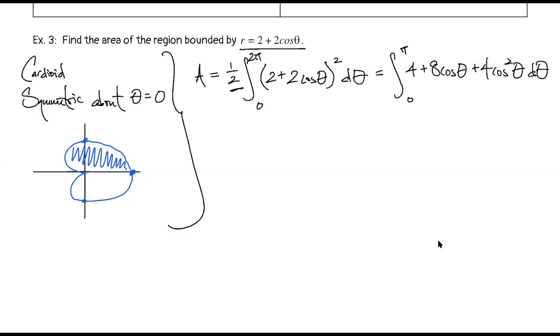Now remember, this symmetry tells you how you can change your bounds. So if I had 2 plus 2 sine theta, I cannot just go from 0 to pi and then double it. If it was the sine graph, I'd end up with just this part in the purple. And if I double that, that's not going to give me the area of the whole shape.